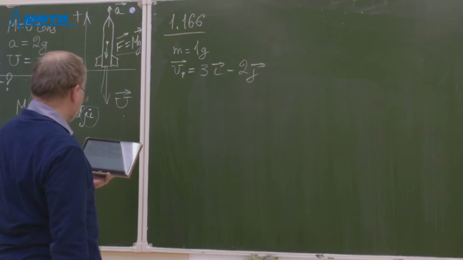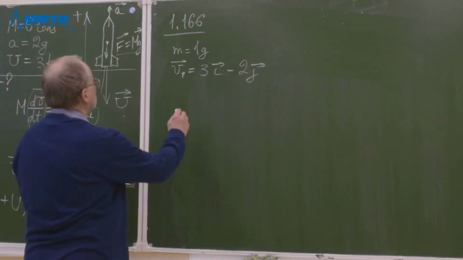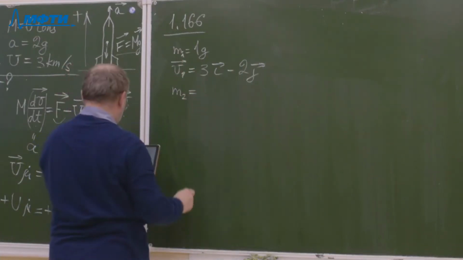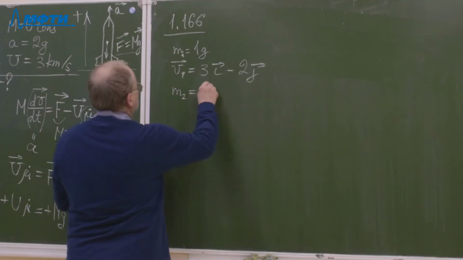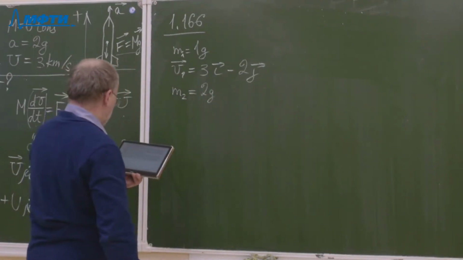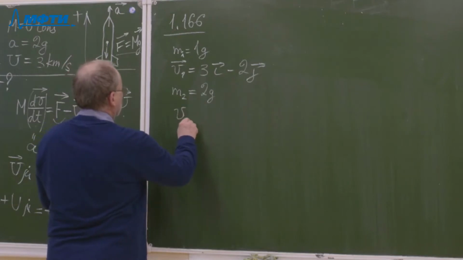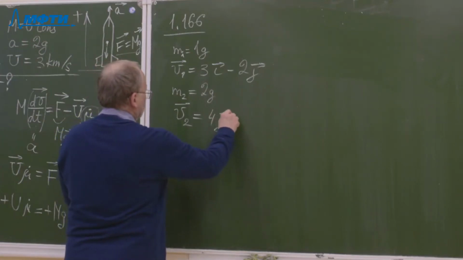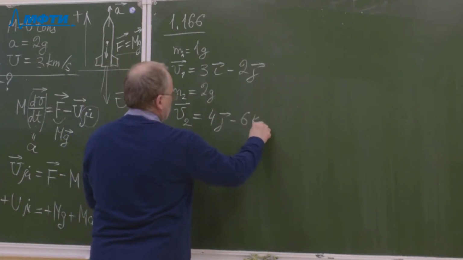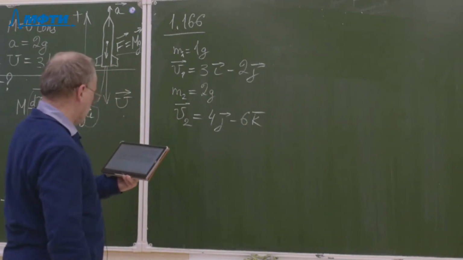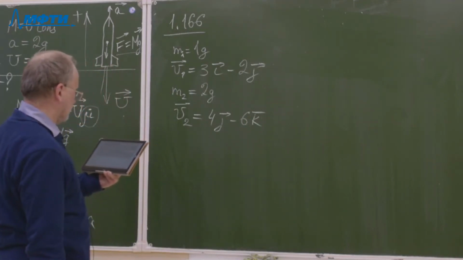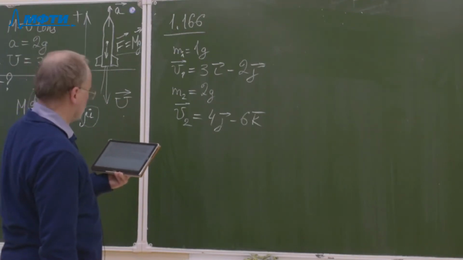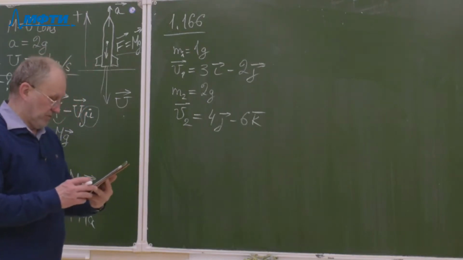experiences a perfectly inelastic collision with another particle of mass 2. So that was the first particle m1, and now we have particle m2 of mass 2 grams, which was moving with a velocity v2 equal to 4 unit vector j minus 6 unit vector k. Find the velocity of the formed particle, both the vector v and its modulus, if the components of the vectors v1 and v2 are given in the SI units.